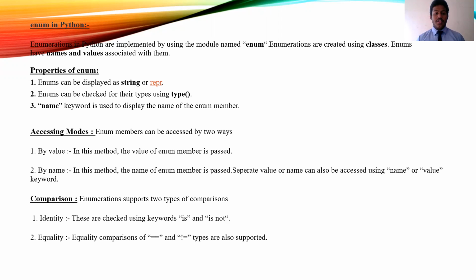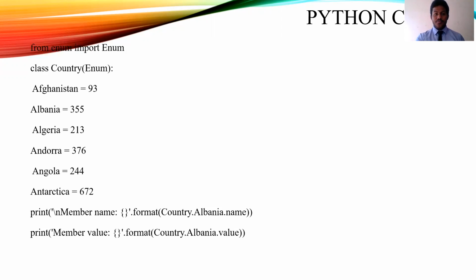The comparison. Enumerations support two types of comparison. First is identity and second is equality. These are checked using the keywords is and is not. Equality comparisons of equal to and not equal to types are also supported.